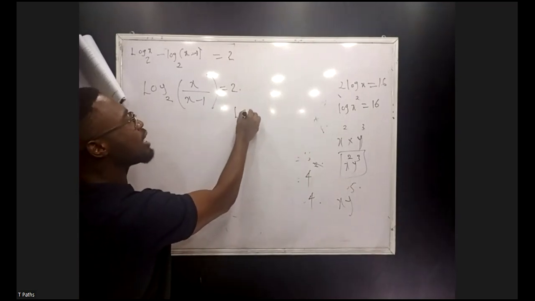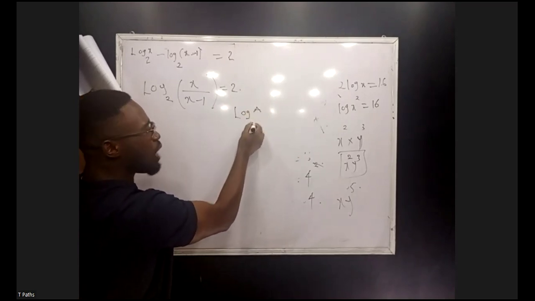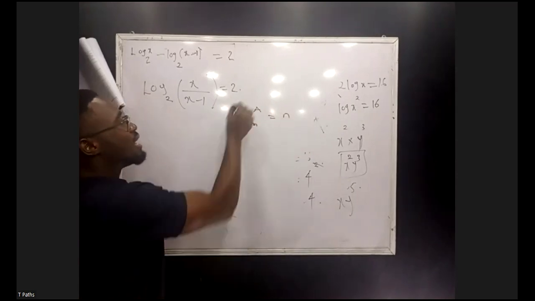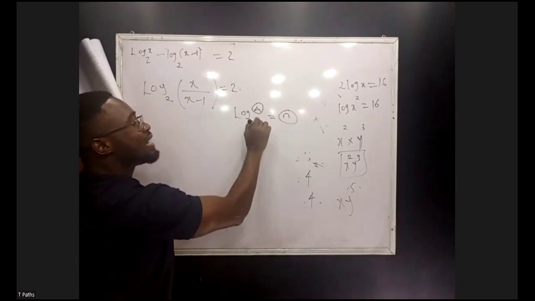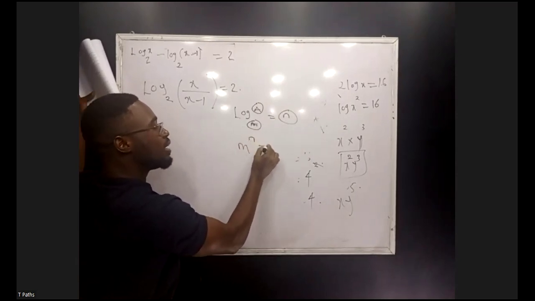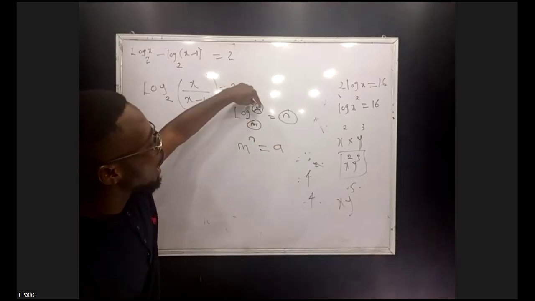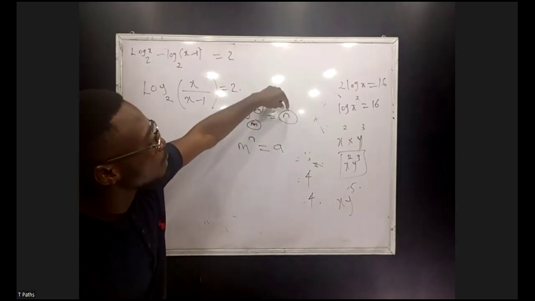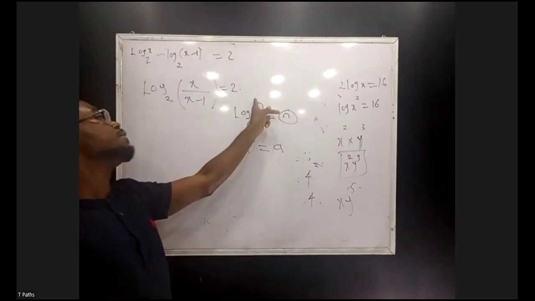I told you that when you say logarithm of anything, let's say A, to a particular base M, is equal to N, the relationship between this A, M, and N is that M raised to power N must give me A. Logarithm of a particular number to any base is equal to the power that base must be raised to give me back the number.